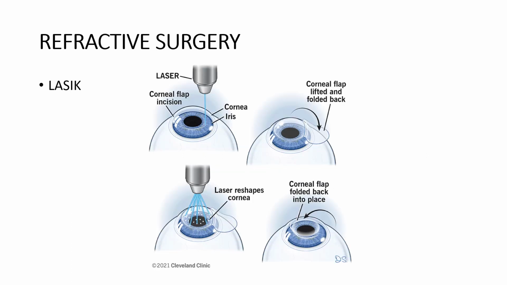So here one can just see that with the femtosecond laser, a corneal flap is formed. The corneal flap is flipped over onto the side. The laser then reshapes the cornea. It flattens the anterior part of the cornea in a patient with myopia, and afterwards the flap is folded back. None of these procedures are without their risks.